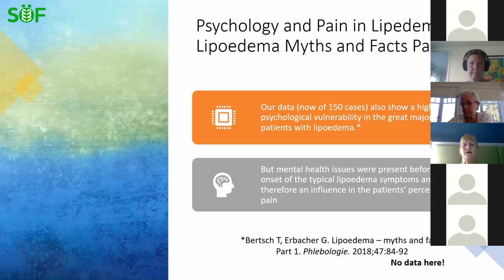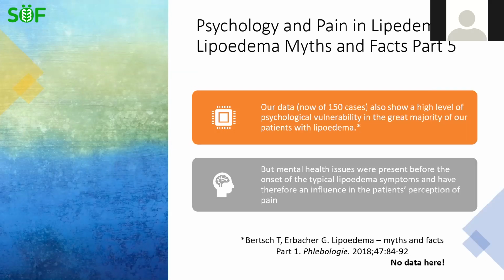Another concept in the paper that I think there's some confusion about is that they cited 150 cases where there is a high level of psychological vulnerability in the majority of patients with lipedema. And I think these words, psychological vulnerability, are not clear, and we don't really know what that means. And there is no data, it's not been published, so it's really hard to say what they are meaning. But one of the statements that they made is that mental health issues were present before the onset of the typical lipedema symptoms and have therefore an influence in the patient's perception of pain. And this is suggesting that women, before they develop lipedema, have mental health issues that cause them to have more pain.